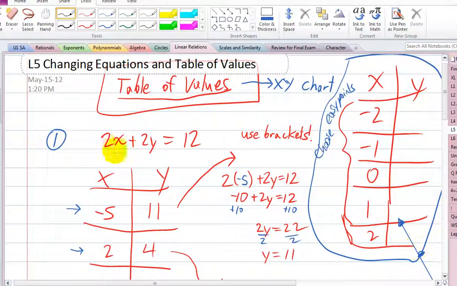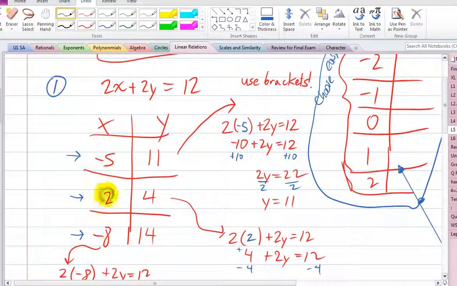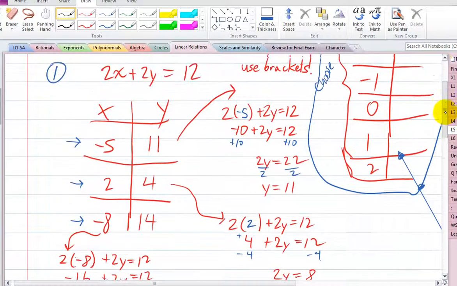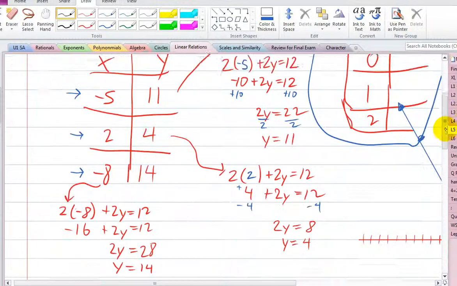So right here we had equation number 1, 2x plus 2y equals 12. We had some x values that were given to us. And then we have to figure out the appropriate y value by substituting in and solving for y. So working on a bit of our algebra for solving. And once we have those points, we can make our graph. A nice long line from one side of the grid to the other side.